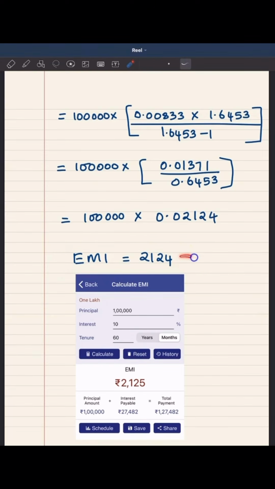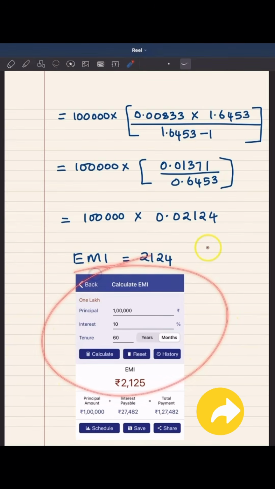And I also cross-checked the same with an EMI calculator, and I found the value very close to it, that is 2125. So this is the formula behind EMI calculation, and this is what is deployed by all these EMI calculators.